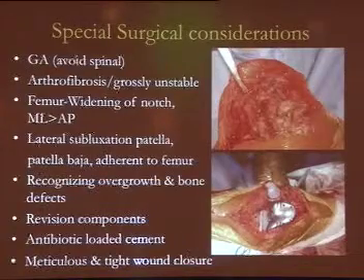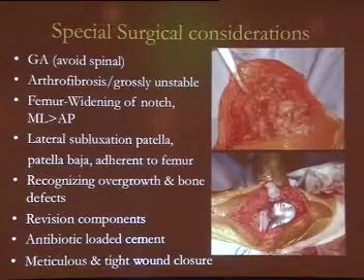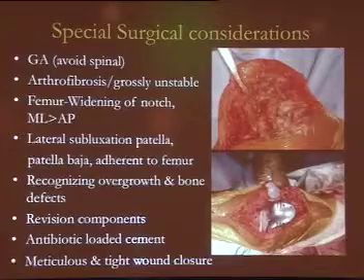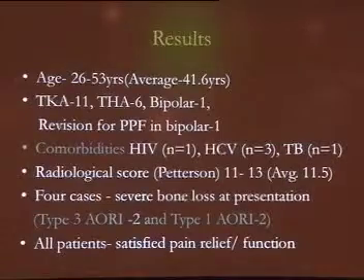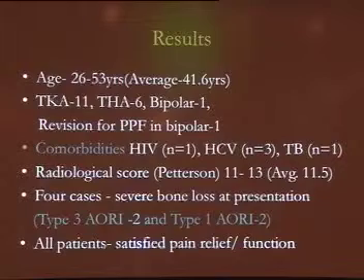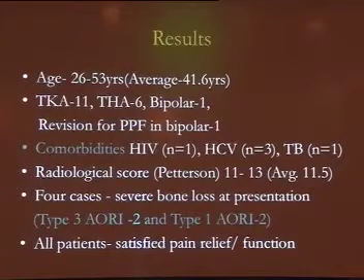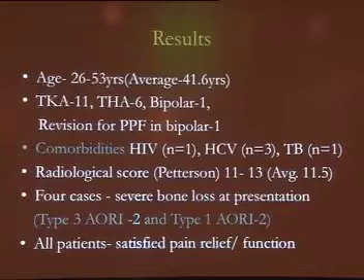Antibiotic-coated cement was used in every case because of the high rate of infection in this group of patients, and meticulous and tight wound closure was required to prevent hematoma. As for the results, these are a young group of patients, with an average age of about 41.6 years. Total knees were 11, total hips were 6, 1 bipolar arthroplasty, and 1 revision for periprosthetic fracture in a bipolar arthroplasty.